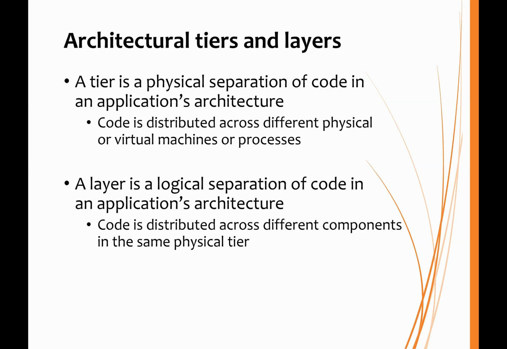You might have heard of tiers and layers as well in terms of architecture. A tier is a physical separation of code in an application's architecture, and by physical I mean across different machines or processes. A layer is a logical separation of code within an architecture. So we'll probably find that a layer is within a physical tier, but might be separate in terms of components. So tiers are physical separations and layers are logical separations.